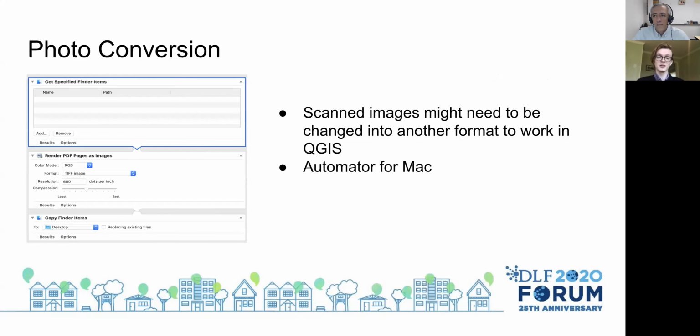So photo conversion is sometimes necessary depending on what your files are after they've been digitized. In our case, our scanner gave us PDF files, which do not work in QGIS. So we had to convert them into TIFF files, which you can do with Automator on Mac without losing any resolution.